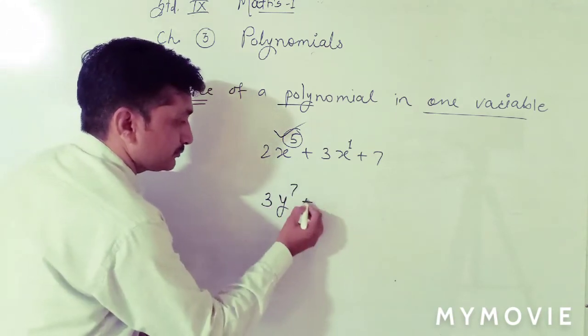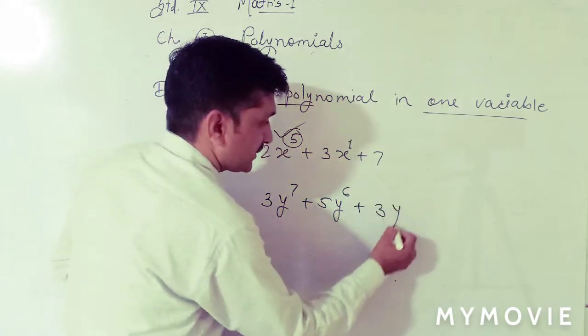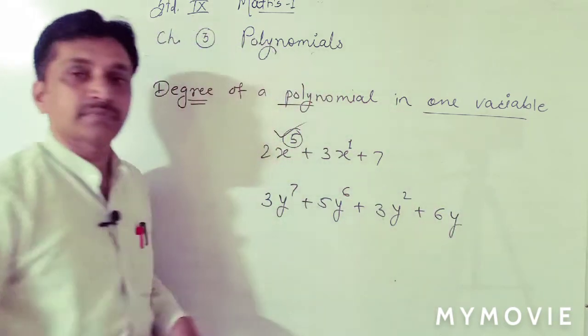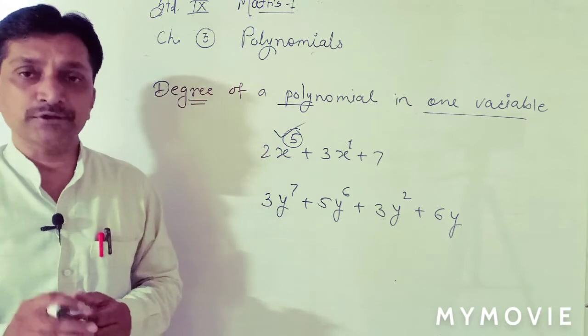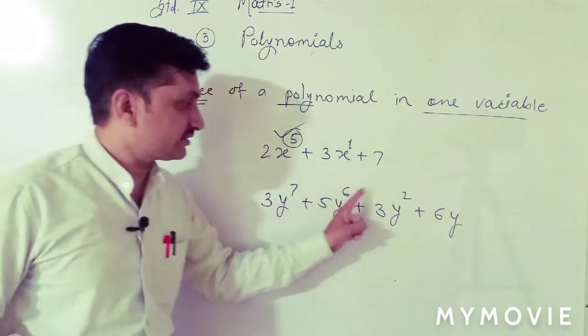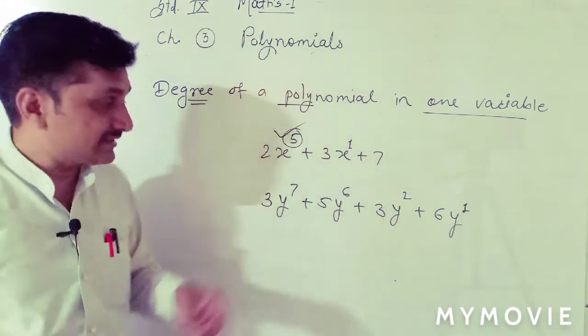One more example. 3y raised to 7 plus 5y raised to 6 plus 3y raised to 2 plus 6y. Polynomial only. Why is it polynomial? I told, if all the powers are whole numbers, 7, 6, 2, 1, here is 1, all are whole numbers, that's why this is polynomial.